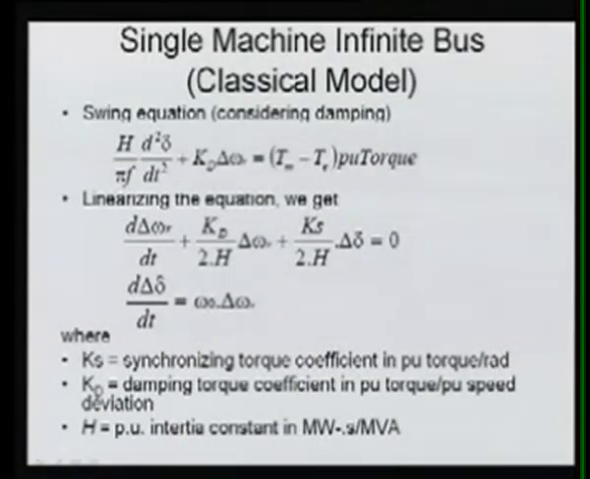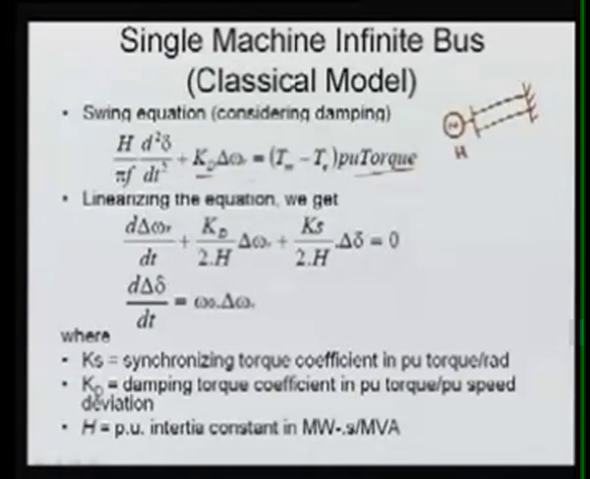Means in a single machine infinite bus system, let's suppose you have a generator connected with, let's suppose, two lines, and this is your infinite bus. This generator has inertia constant H, again in seconds. That's the swing equation that we considered earlier. Considering the damping, Kd is your damping constant. We can write H upon 2F, double differentiation of angle delta plus Kd change in omega r is equal to Tm minus Te in the per unit torque system.